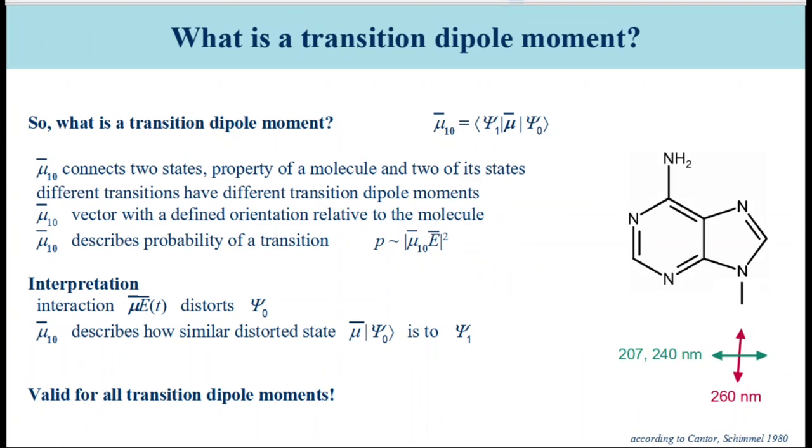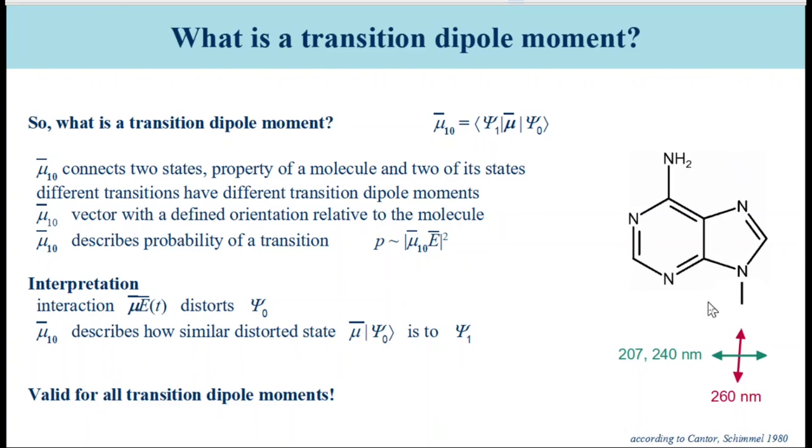Since mu is a vector operator, the transition dipole moment is also a vector, having a fixed direction relative to the molecule. Its alignment with the electric field of the electromagnetic wave determines the transition probability as shown here. The figure on the right shows transition dipole moments for different transitions of N-alkyl adenine. The transition dipole moments for the transitions at 207 and 240 nanometers lie along the long axis of the molecule, and that of the 260 nanometer transition nearly perpendicular to it.